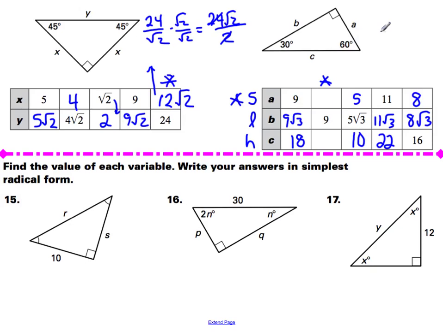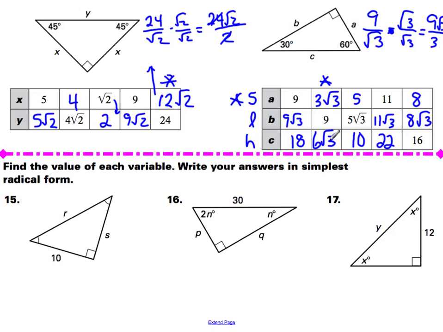This guy's a little bit more complicated. I have to take 9. In order to get to the top, the short leg, I have to divide by the square root of 3. So in order to do this, I need to multiply by the special form of 1, which would give me 9 square root of 3 over 3. At that point, I need to simplify it just one step further. I should get 3 times the square root of 3. When I double that, that's 6 times the square root of 3.